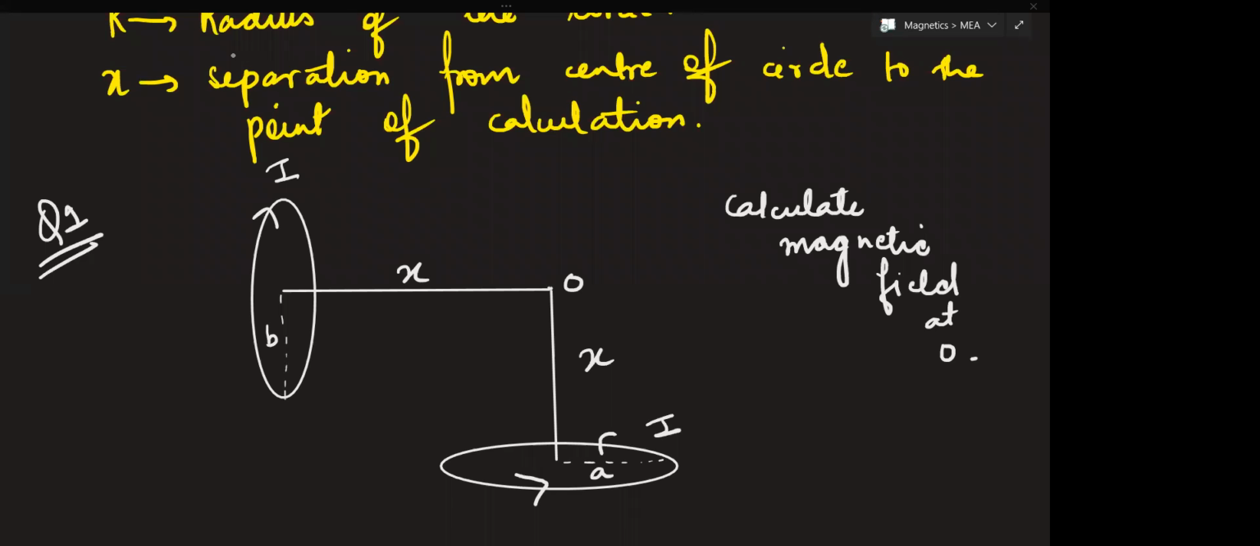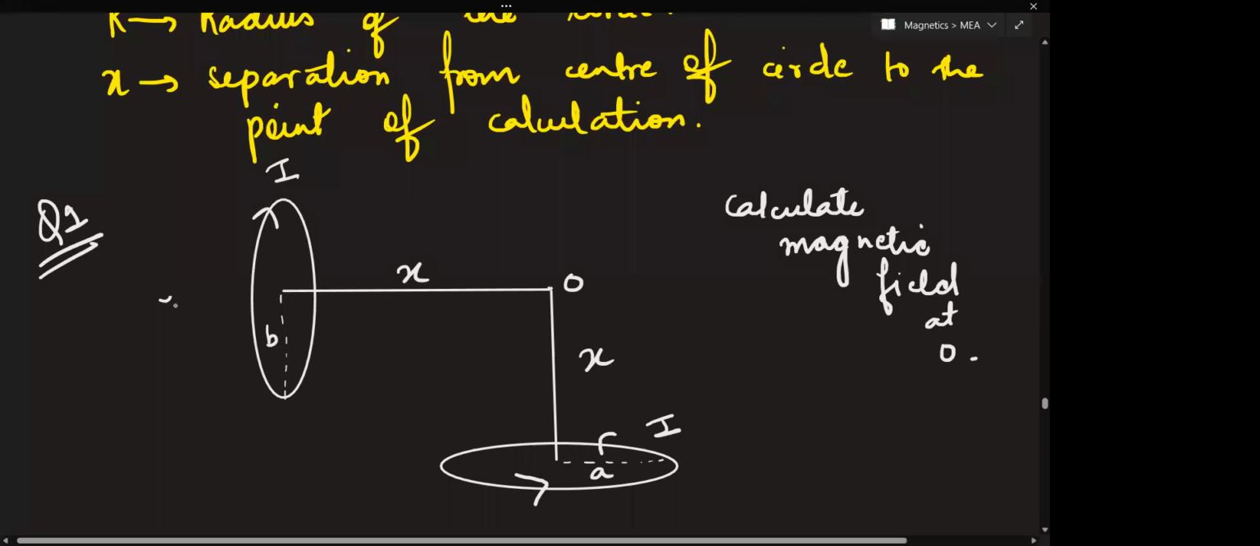This time the point O is not at the center, it's lying on the axis. So the radius is R, and again the separation from the center of the circle to the point of calculation is X for both of them. Remember, this one is given in the YZ plane and this one is given in the XZ plane. Consider the directions and see what will be the net magnetic field. Try it, then we'll discuss. Take 2 to 3 minutes, then we'll discuss it.